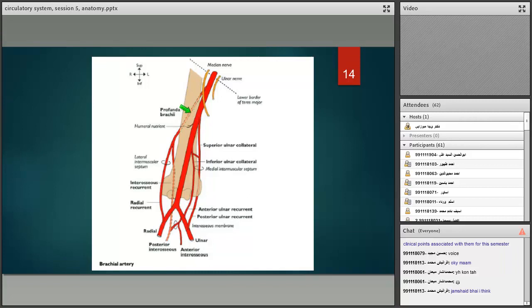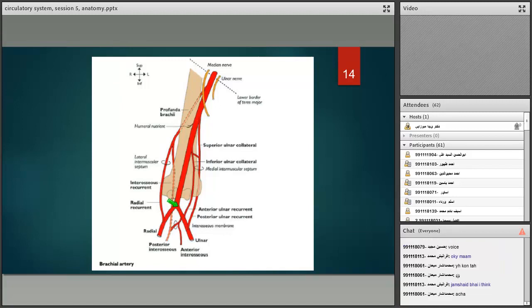In the upper limb, it is sending a branch with the name of profunda brachii, and also is sending two branches, radial and ulnar arteries. The subclavian artery will change its name in the axillary region to the axillary artery, and after that, in the upper limb, its name will change to brachial artery.